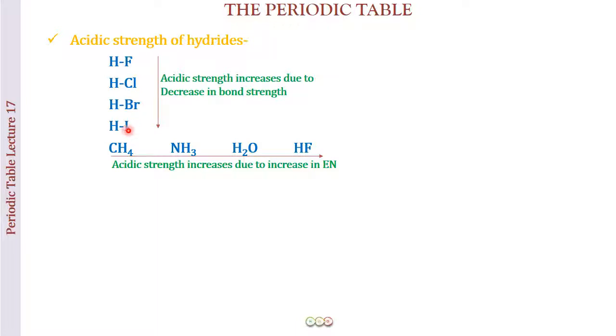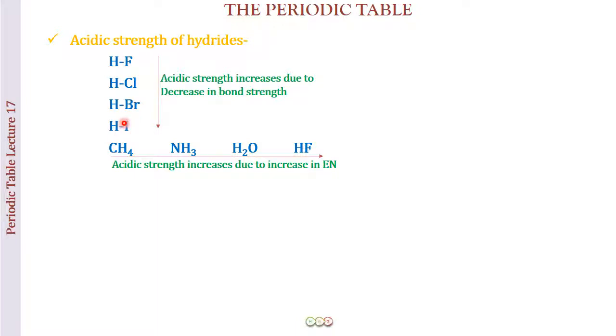Now what happens is when the size of iodine increases, the shared pair of electrons is farther away from the nucleus of iodine, so hence a lesser force of attraction towards the nucleus, weaker is this bond.